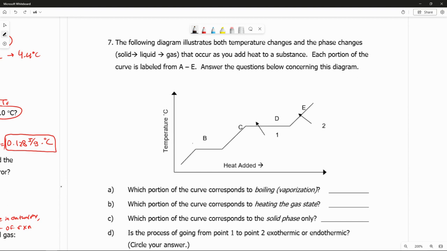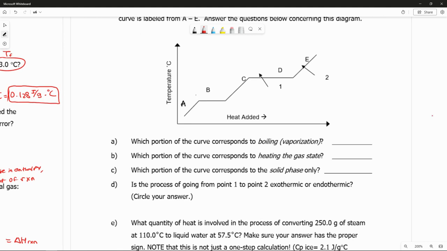Actually, the A got cut off, so we're just going to put that in here now. That occur, blah, blah, blah. Answer the questions below concerning the diagram. Okay. So, A, which portion of the curve corresponds to boiling? Boiling is the process of vaporization, which means that you're going from a liquid to a solid, or sorry, liquid to a gas. So if you boil water, you go from liquid to steam, which is gas.